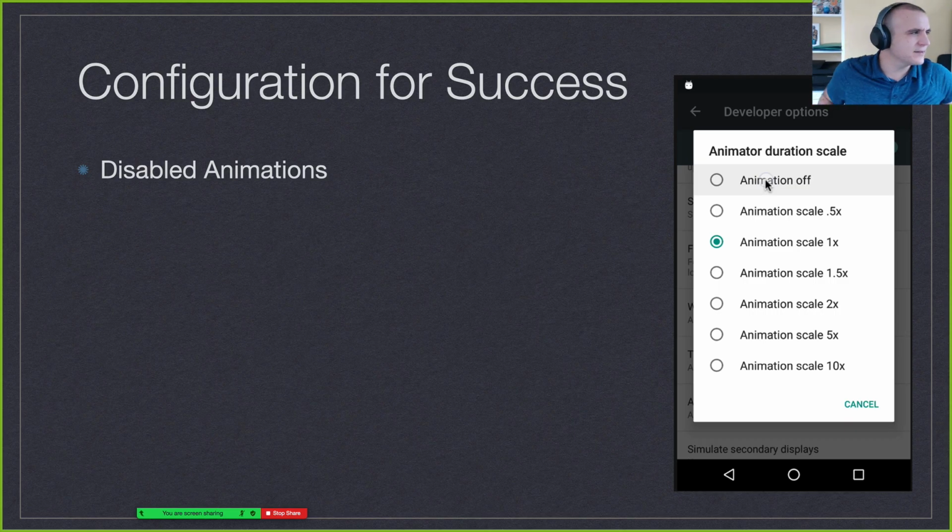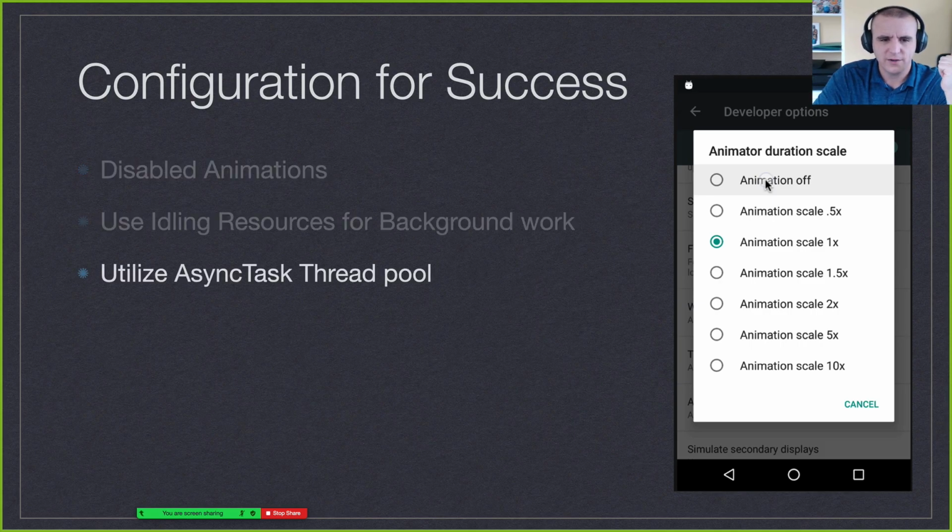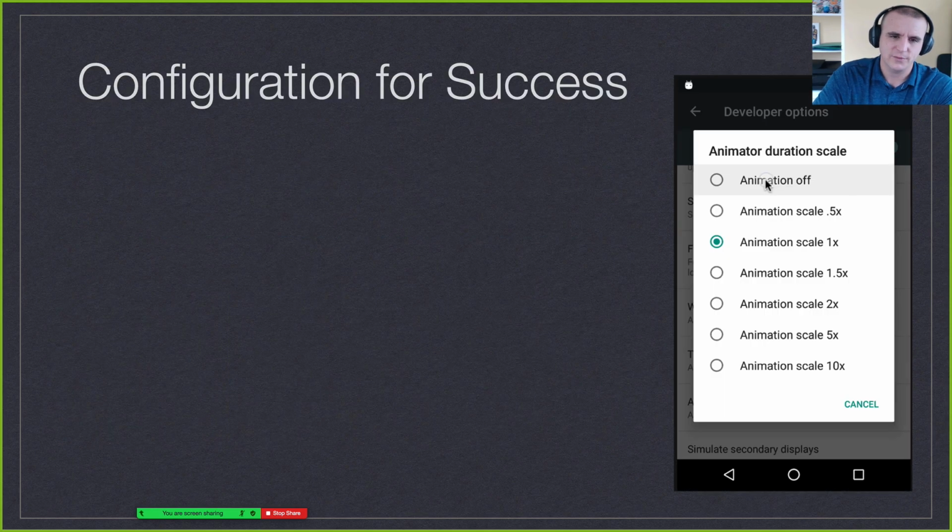There are some new flags that you can put in your Android block of your Gradle files that actually do disable animations. It's part of the test orchestrator. I don't think I call it out here, but it is in the Android documentation. So yeah, definitely use idling resources like we called out. Utilize the async fast thread pool.